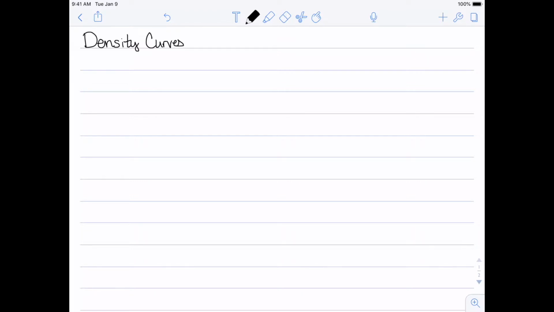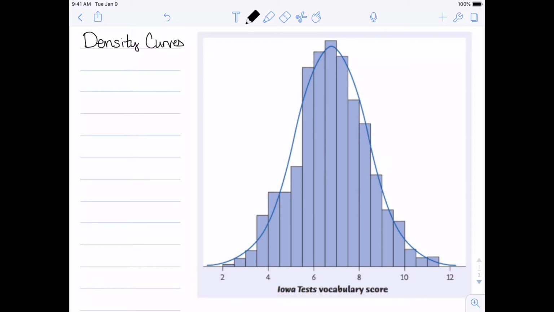So what exactly do we mean by that? Here's a histogram for test vocabulary scores in Iowa. And this smooth curve around it is essentially a smooth curve that gives us an idea of the histogram. So density curves are essentially there to just give us the shape of the histogram. And they have a couple of other properties.